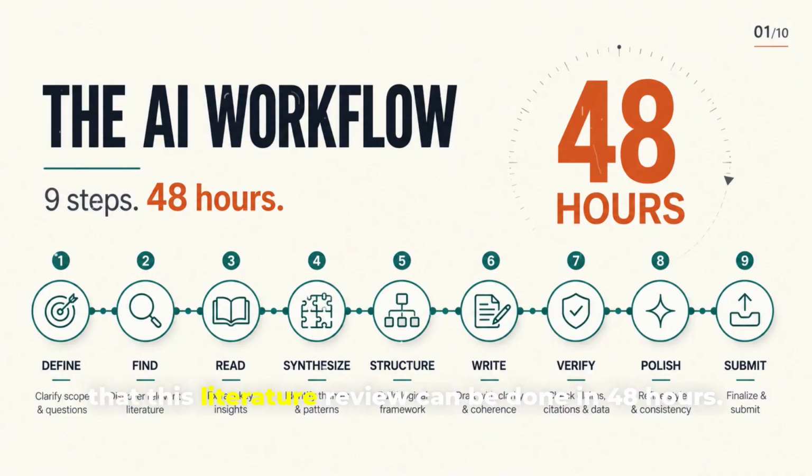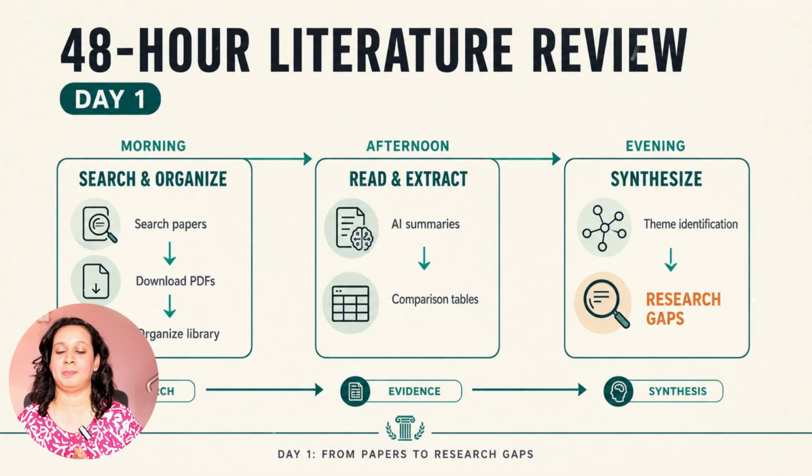Since I mentioned in the introduction that this literature review can be done in 48 hours, you can follow this timeline. Day 1, you can start searching for papers in the morning, download PDFs, organize the library. By afternoon, you can go in for AI summaries, comparison table. The master evidence matrix is a part of this. By evening, you can go for identification of themes, identification of research gaps, and everything that is required for you to start writing your first draft.